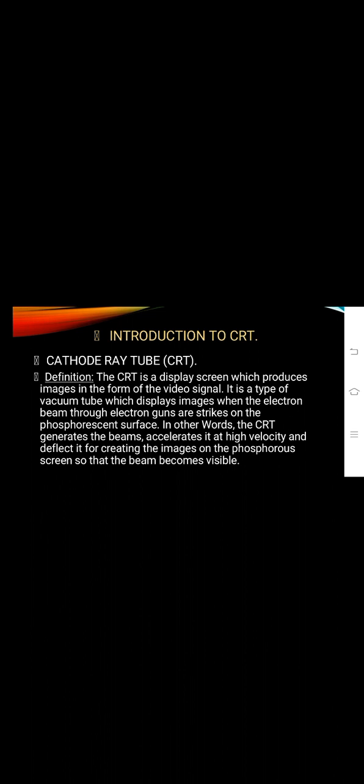It is a type of vacuum tube which displays images when the electron beam from the electron guns strikes on the phosphorescent surface. In other words, the CRT generates the beam, accelerates it at high velocity and deflects it, creating the images on the phosphor screen so that the beam becomes visible.